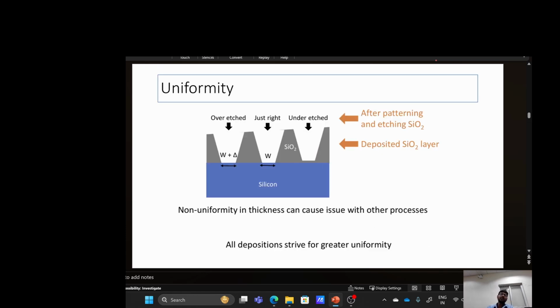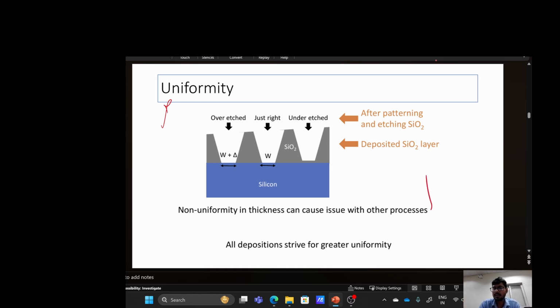Before going into the CVD, I will tell you about some terminologies. What do we need for better film depositions? There are some terminologies like uniformity. Uniformity is the thickness variation of the film.